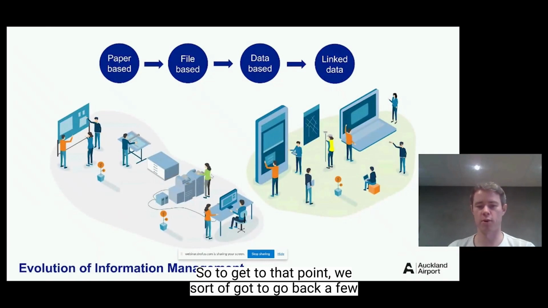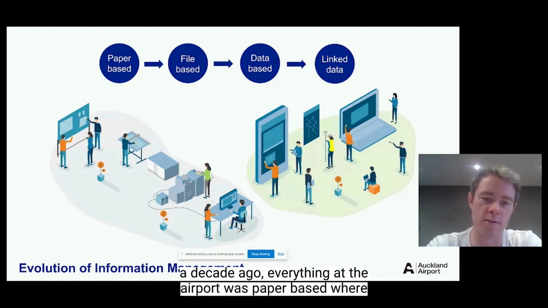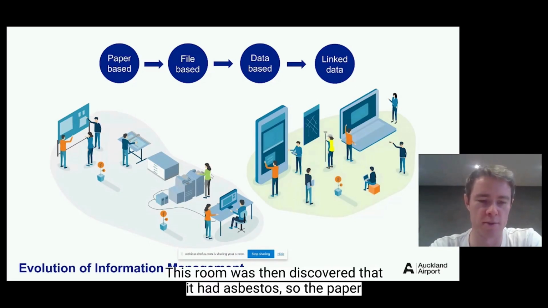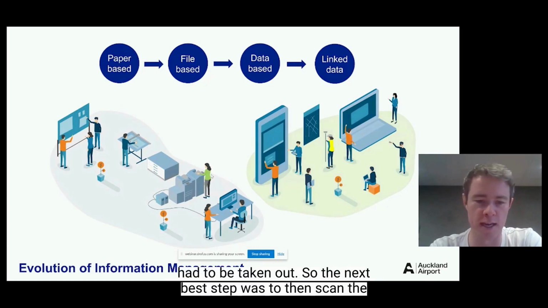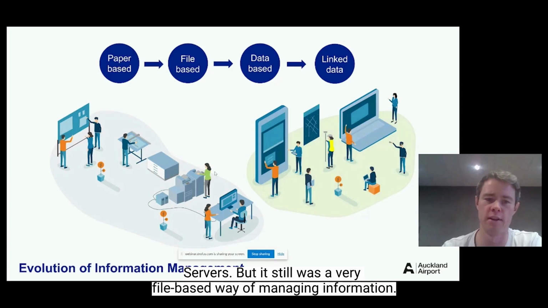So to get to that point, we've got to go back a few steps and look at where we came from. Over a decade ago, everything at the airport was paper-based. We literally had paper documents and rolls in a storage room. This room was then discovered to have asbestos, so the paper had to be taken out. The next best step was to scan the documents, digitize them, and store them on file servers. But it was still a very file-based way of managing information.